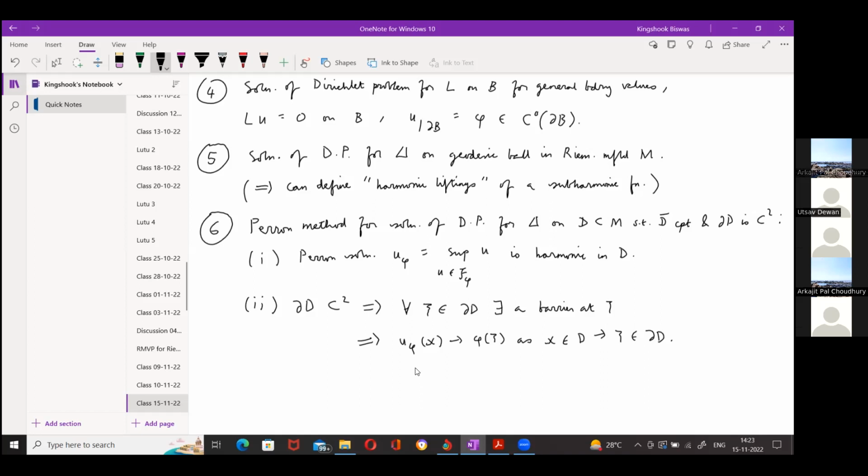Okay, so using the theory in R^n, what we did was basically solve in the unit ball for a general elliptic operator. Then that allows us to solve in a geodesic ball in a Riemannian manifold. So that's like a local solution of the Dirichlet problem. And then you globalize that using the Perron method, right? To get global solutions on a general domain. That's the idea.